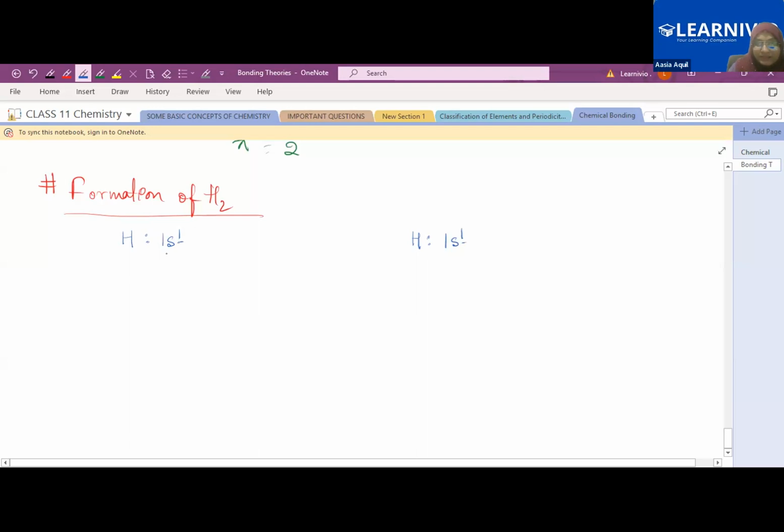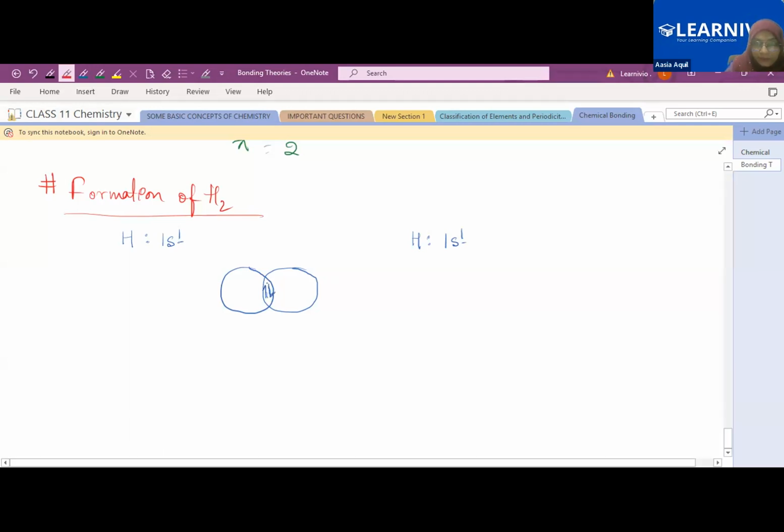See how? So this is an S orbital. And what is the shape of the S orbital? It's spherical. And the second hydrogen, again, is an S orbital. So the positive overlapping will be there, right? This is one electron, and the second electron of the other hydrogen. And you know very well the opposite spin will be there, so that the bond formation takes place.